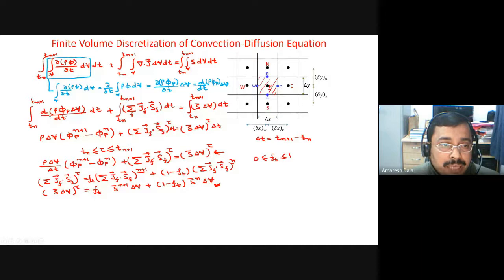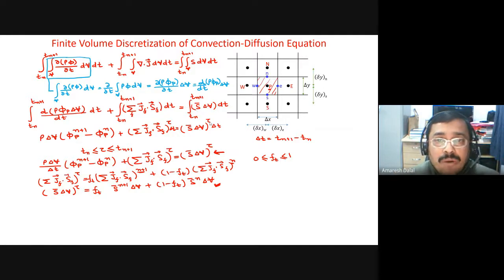So you can write rho delta b. Rho, as in incompressible flow, is constant. Delta b, I told you it is a non-deforming control volume, so delta b you can take outside, so we will get phi p n plus 1 minus phi p n, where n is the previous time level and n plus 1 is the current time level. And all these fluxes we need to find at a time level tau, and this source term also we need to find at time level tau.